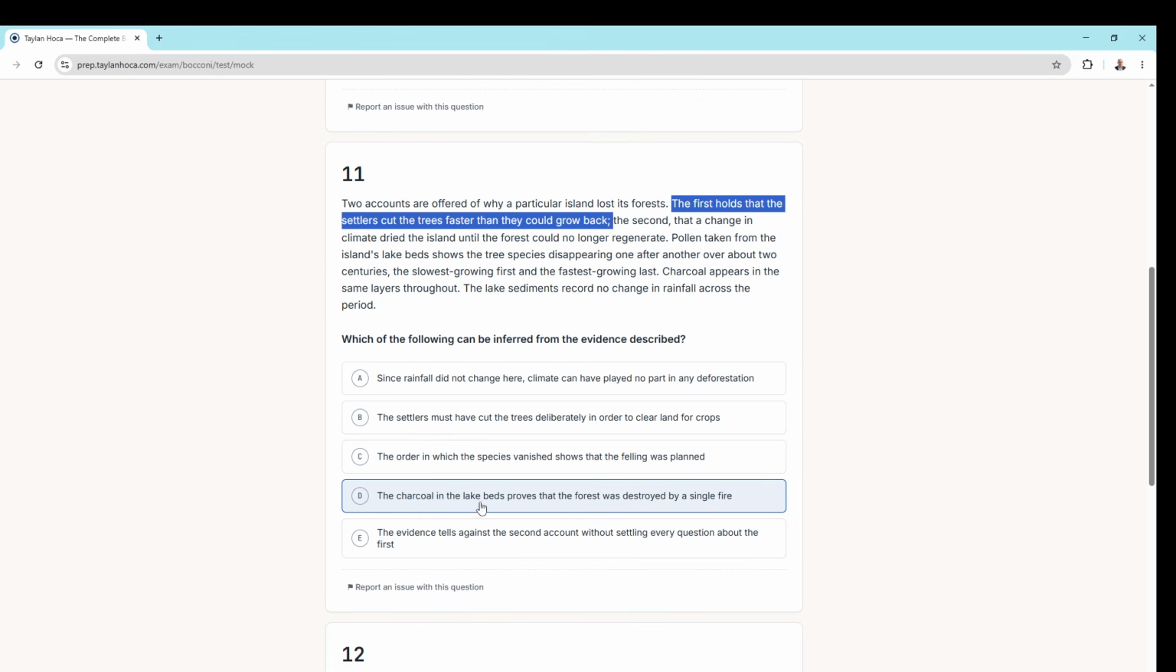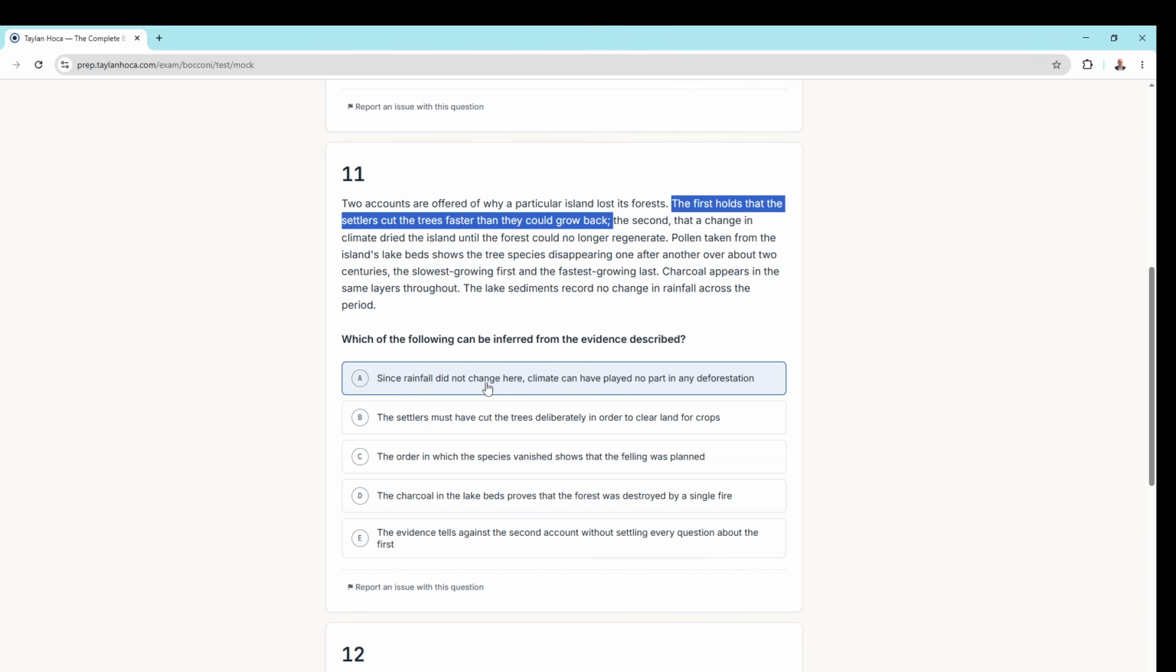The charcoal in the lake proves that the first was this. No, a single fire, look, they are all tricks. We don't know this, a single fire destroyed it. I don't know. Tells against the second account without settling every question about the first. Okay, I think A can be a trick here as well.